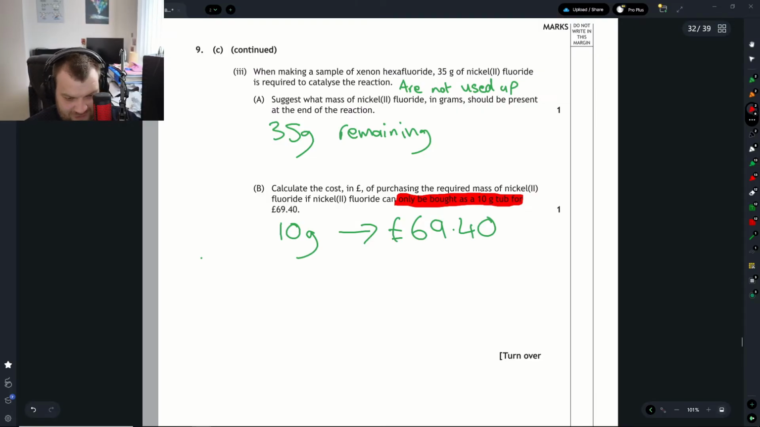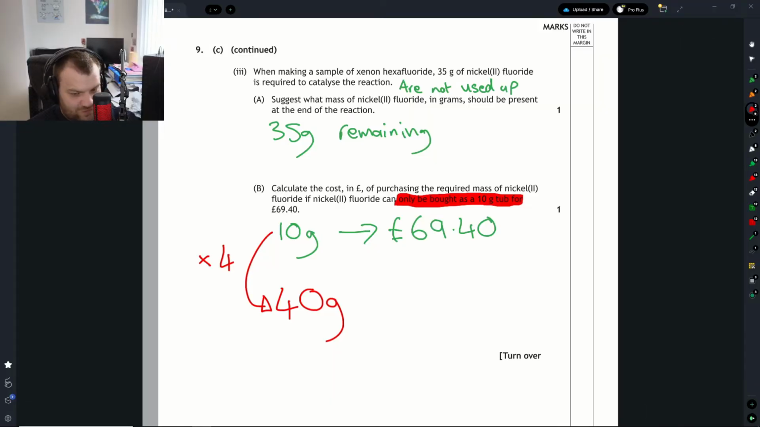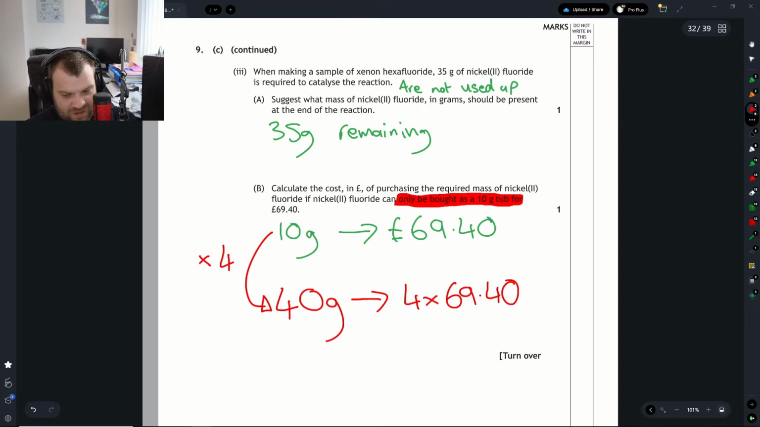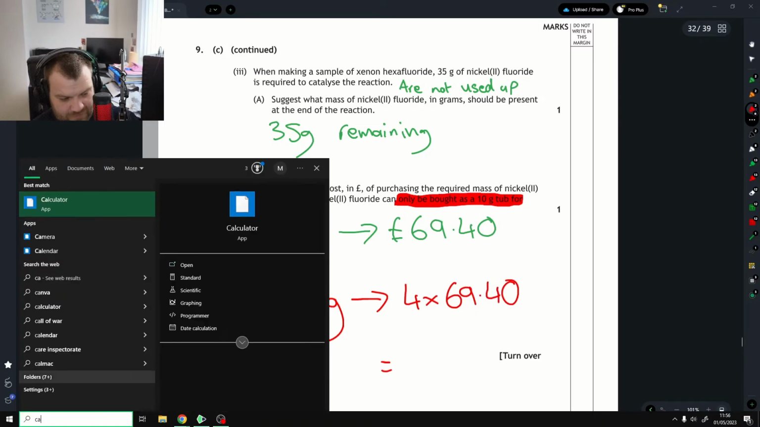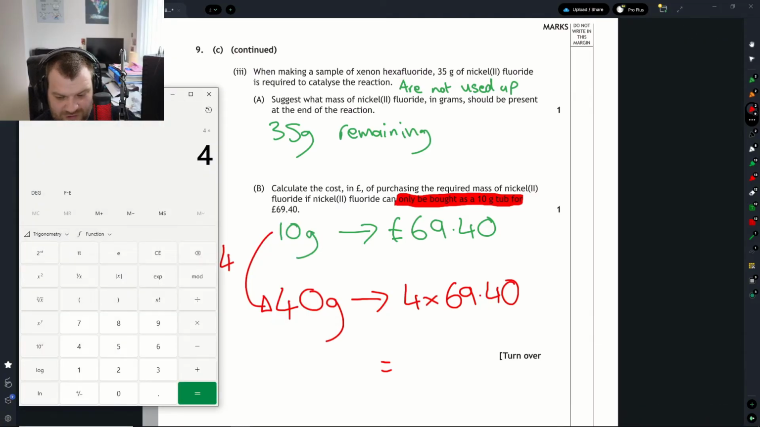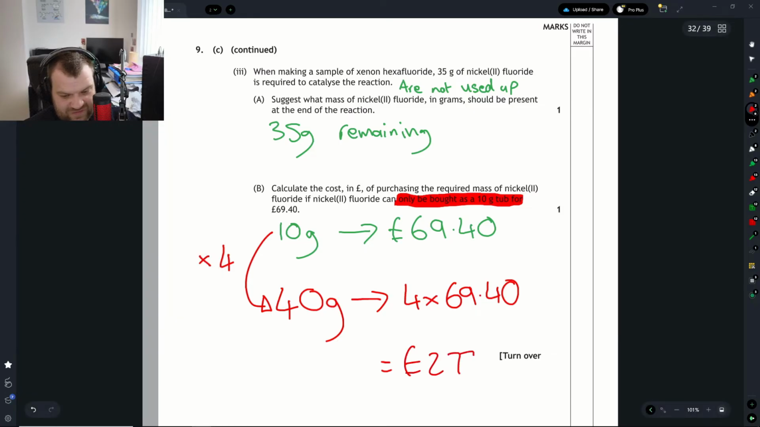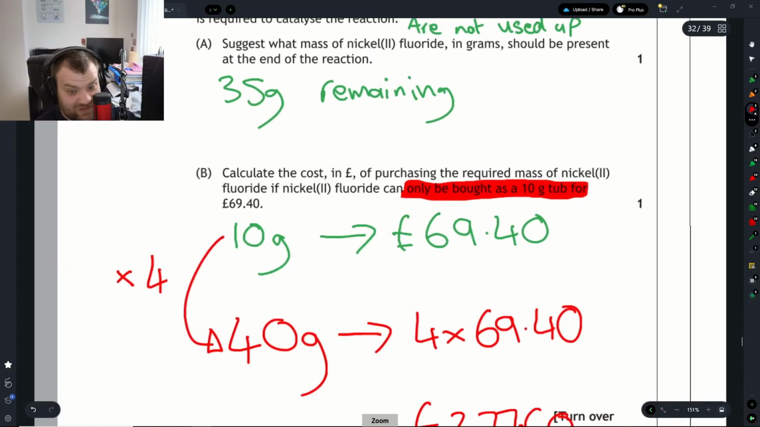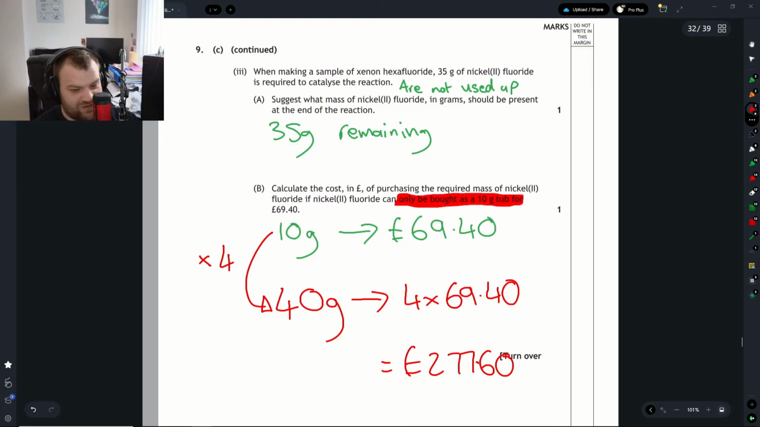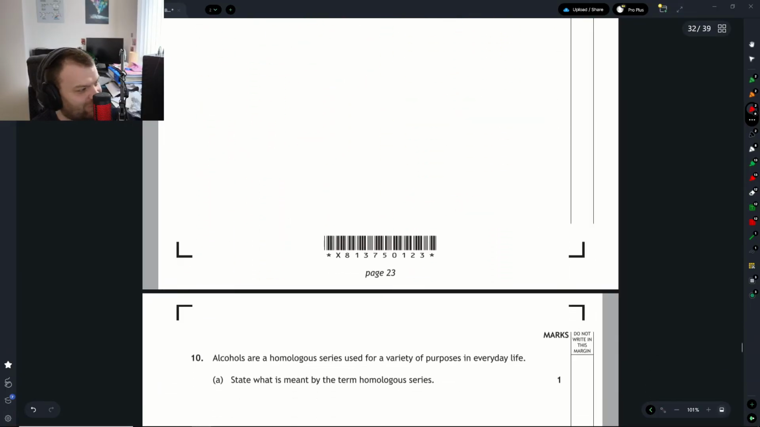Change my colour. I got that muddled up. So we want 40 grams. That means that we're going to need 4 times the price because we're buying 4 of those tubs. So it's going to be 4 times 69.4 this time. Four times 69.4 gives us £277.60. So yeah, reading the question, that caught me out. Just watch out for it, and then hopefully you won't get as confused as I did.